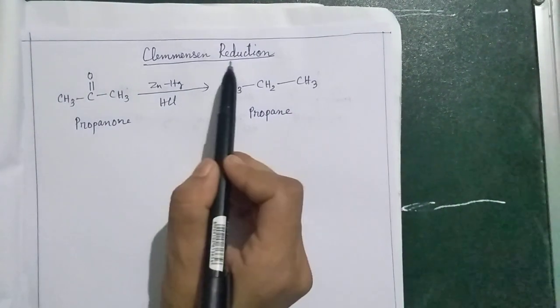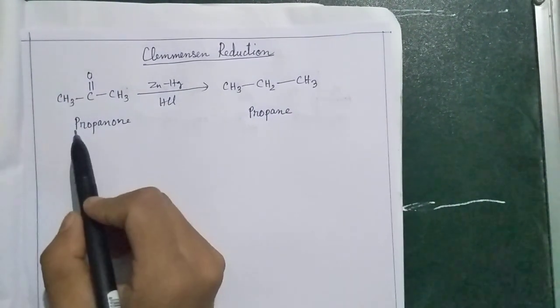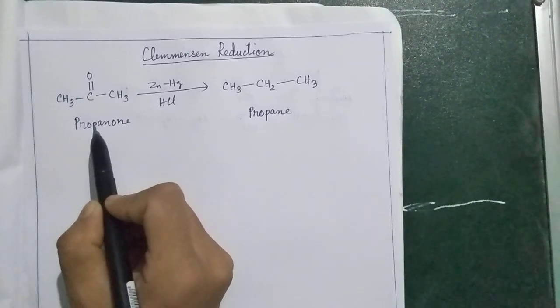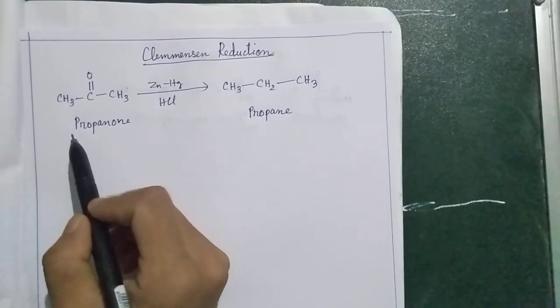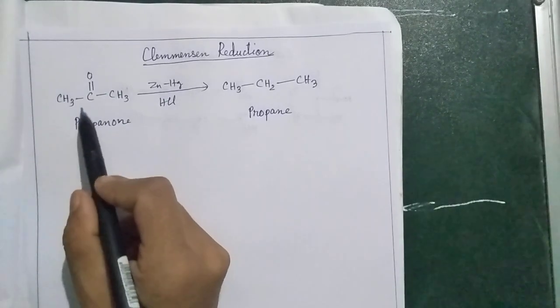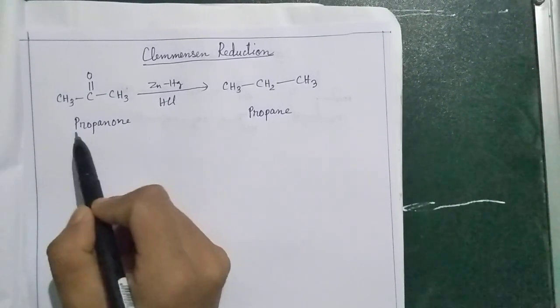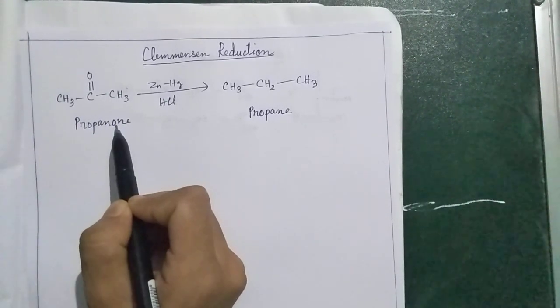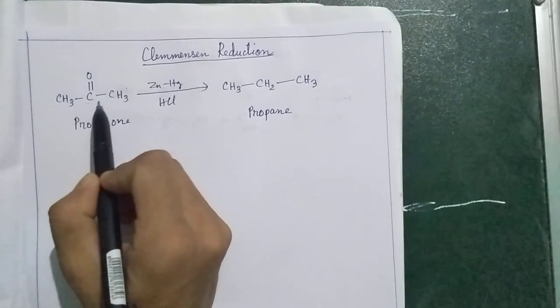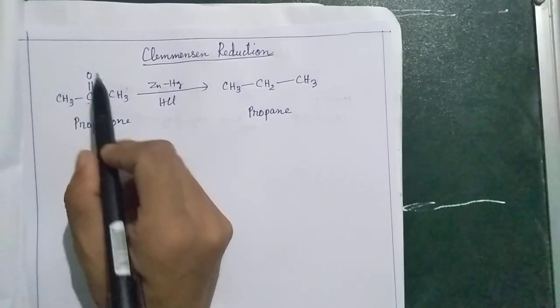Now when we study the Clemmensen reduction, we will start with the aldehyde or ketone. Here I have taken a ketone, and the name of the ketone is propanone. How do we know this is a ketone? Because we have to select the carbonyl group first. CO is called your carbonyl group.